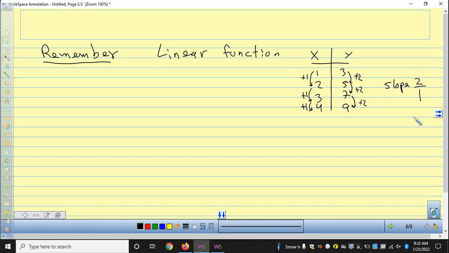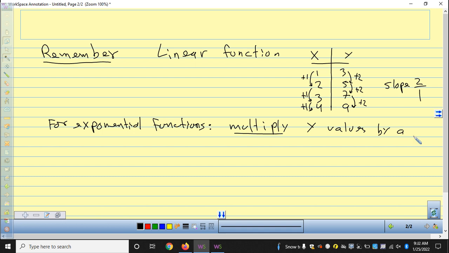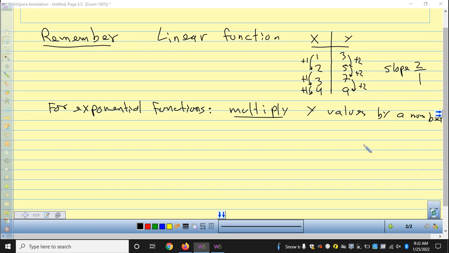For an exponential function, we multiply the y values by a constant number. So that's how we can tell from a table of values if we have an exponential function.